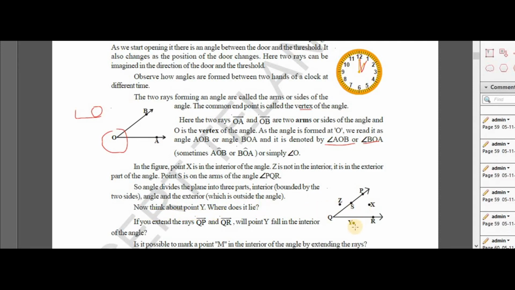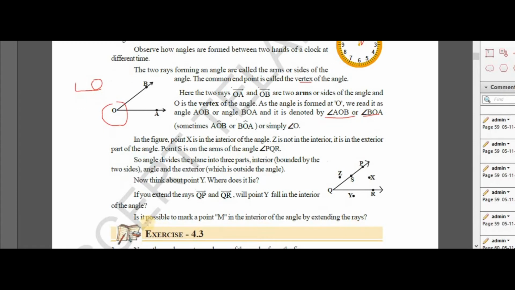This is outside of the angle. Here, if you extend the rays QP and QR, will point Y fall in the interior of the angle? Yes or no? If I extend this like this, will the point Y come inside? No, it may come on the angle, but it does not come in the interior of the angle. Is it possible to mark a point M in the interior of the angle by extending the rays? Yes.